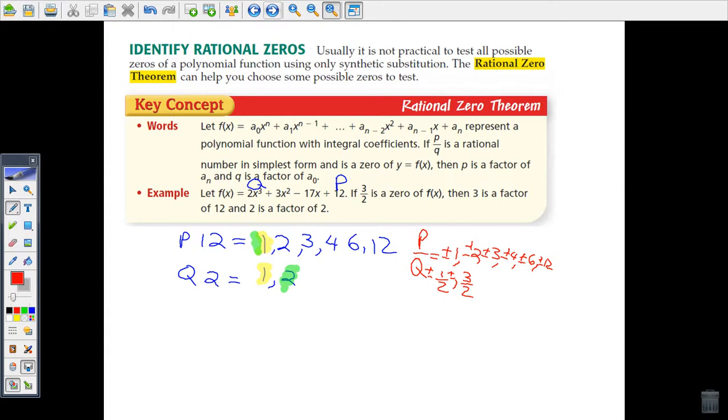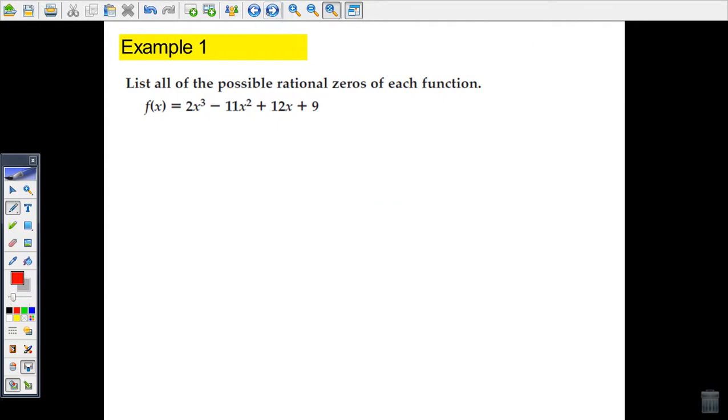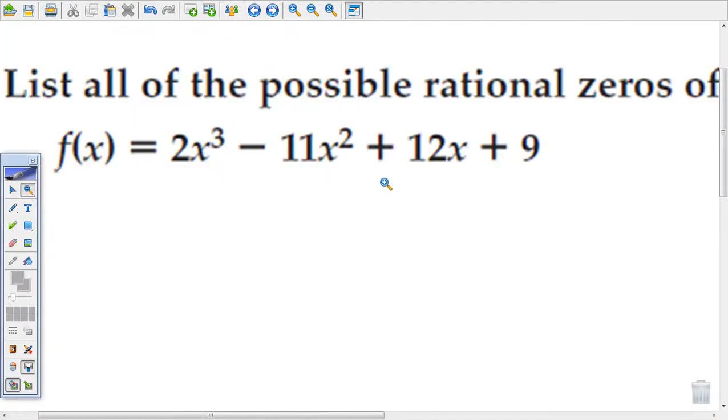This will make sense as we do a couple of examples. So for example 1 here, we're not asked to solve this, we just have to list all the possible rational zeros of the function. So looking at the function, and I got this wrong last time, P is at the end and Q is at the beginning.